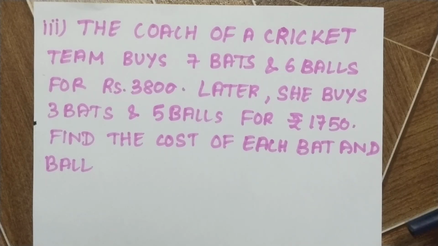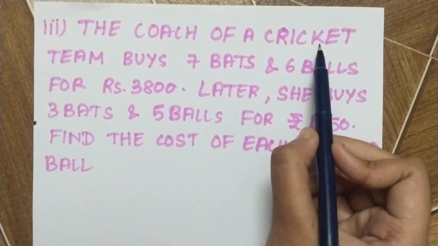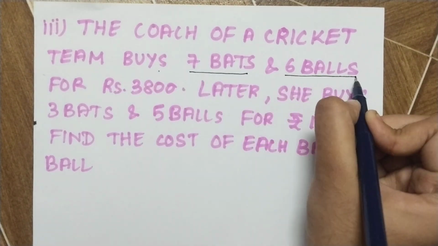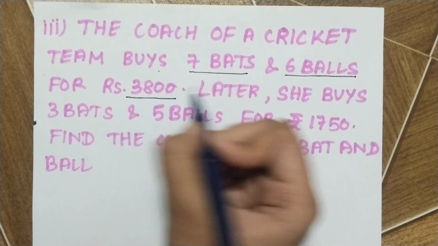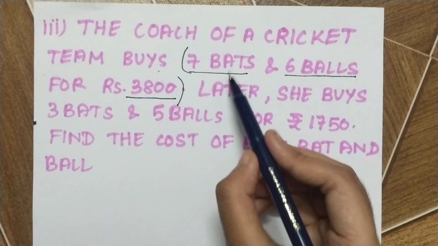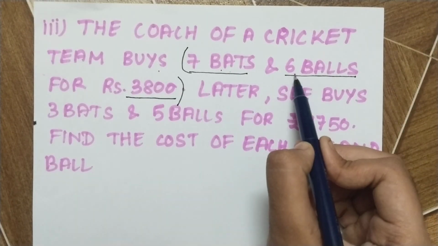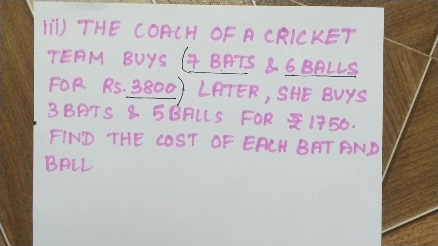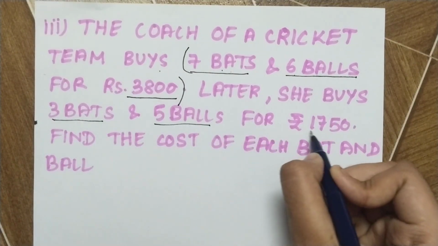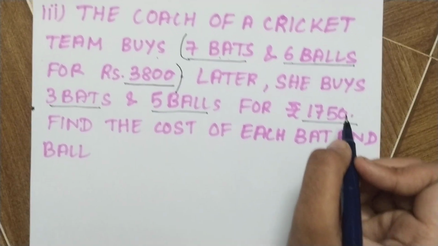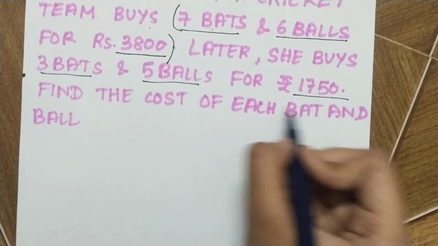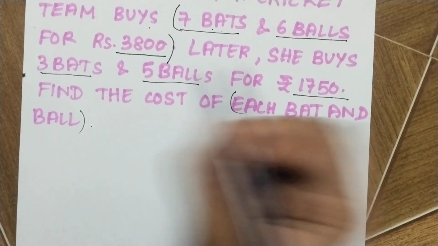So moving on to the third subdivision. The coach of a cricket team buys 7 bats, 6 balls for rupees 3800. Okay, so this is my first clue. So the sum of 7 bats and 6 balls is 3800. Later she buys 3 bats, 5 balls for rupees 1750. Okay, so the sum of 3 bats and 5 balls is rupees 1750. Find the cost of each bat and ball.